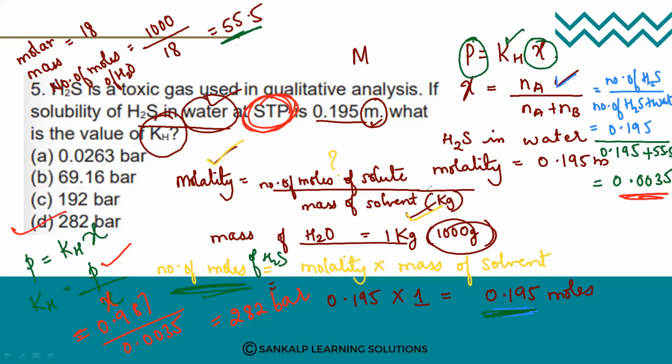So like this you have to solve. Understood? This is a question based on Henry's constant. First you have to find the number of moles of H2S. Then we will find out the number of moles of water. Then we will put it in the formula of mole fraction. Then we are going to use that in Henry's constant, to find the value of Henry's constant. This is the formula we have to use.